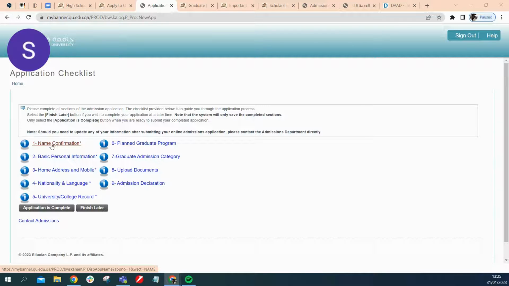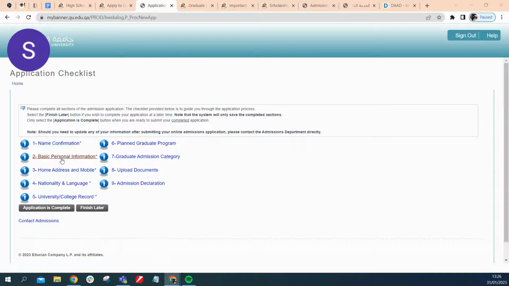So this is where you have different tabs: name, basic information, home address, nationality, university, college, plan, graduate program, upload, admission declaration. So these are all the tabs, basically 9 tabs you have to go through. And please note that at any point you can save and finish this later. So you can always come here and sign out and then sign in whenever you want to come back, but know that you must save so that what you have done in the past would be saved for you. So you take your time and fill this.